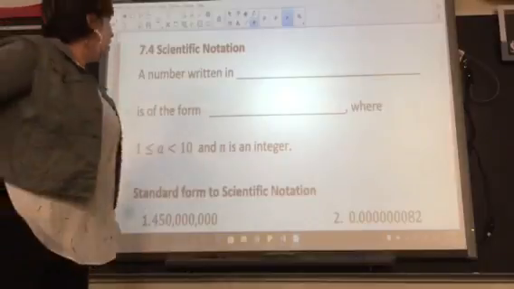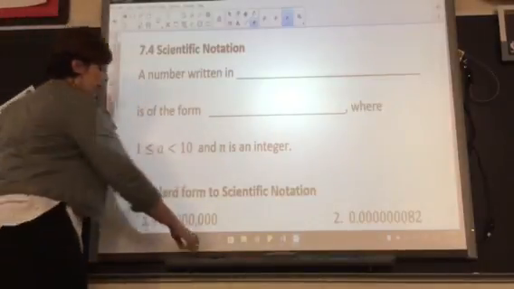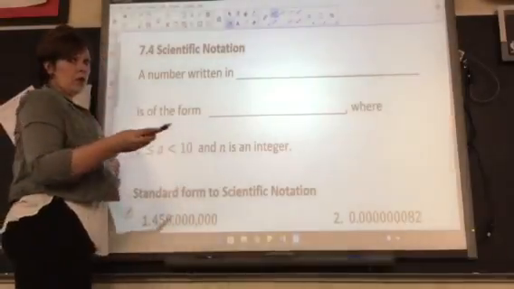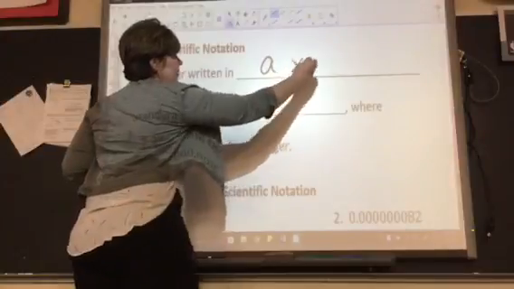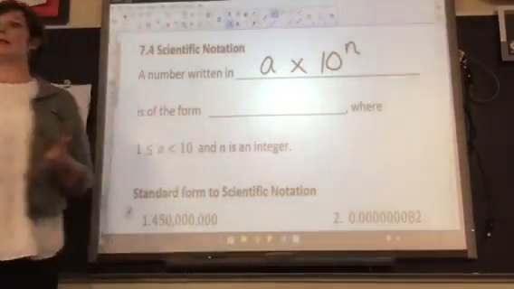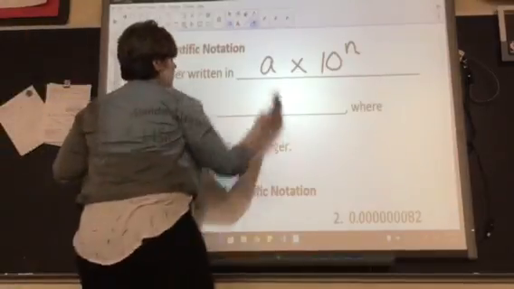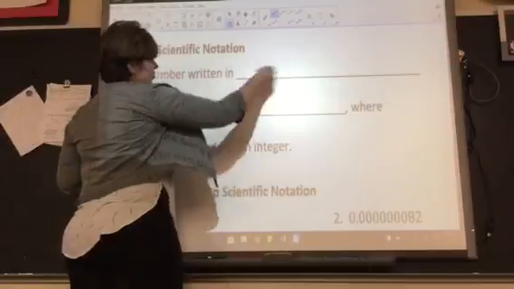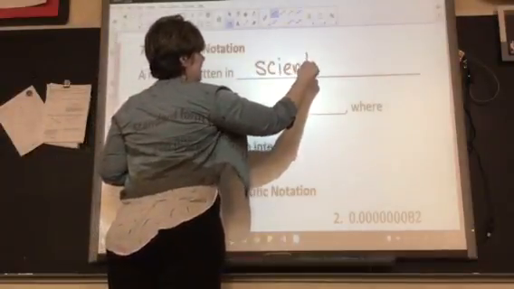Okay. All right, so today we're talking about scientific notation. Scientific notation is any number written in the form a times 10 to the n power. That is scientific notation. A times 10 to the n power. Okay? Sorry. Any number written in, this should be scientific notation. I'm getting ahead of myself.